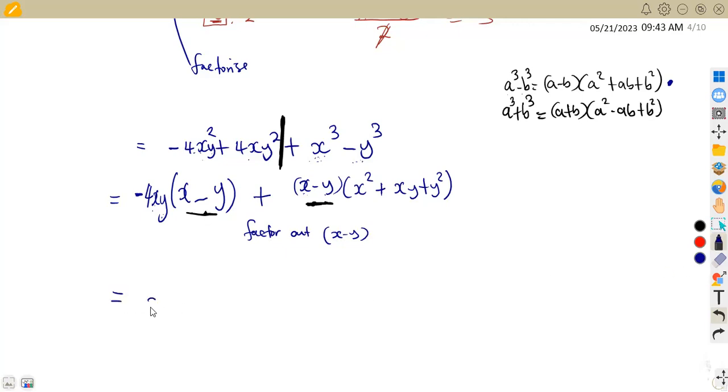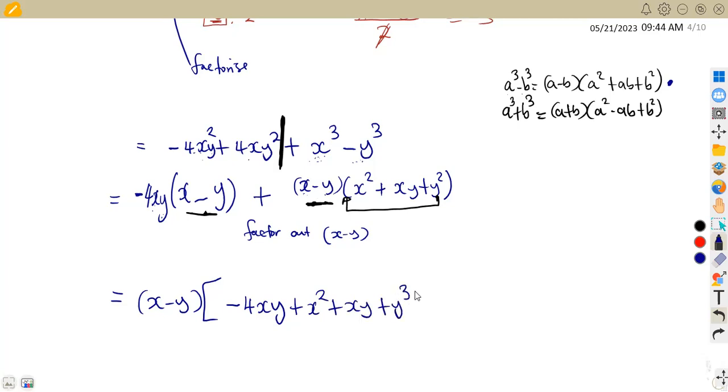So to factor out x minus y like this, meaning to say if we remove x minus y here, we remain with minus 4xy. So we are going to remain with minus 4xy like this. Okay, we move on to this part. If we factor out x minus y, if we divide x minus y by x minus y, meaning to say we are going to remain with this expression. This is the one that we are going to remain with. So we are going to remain with plus x squared plus xy plus y cubed. That's y squared, sorry. This one is y squared like this. So this is what we are going to remain with at the end.